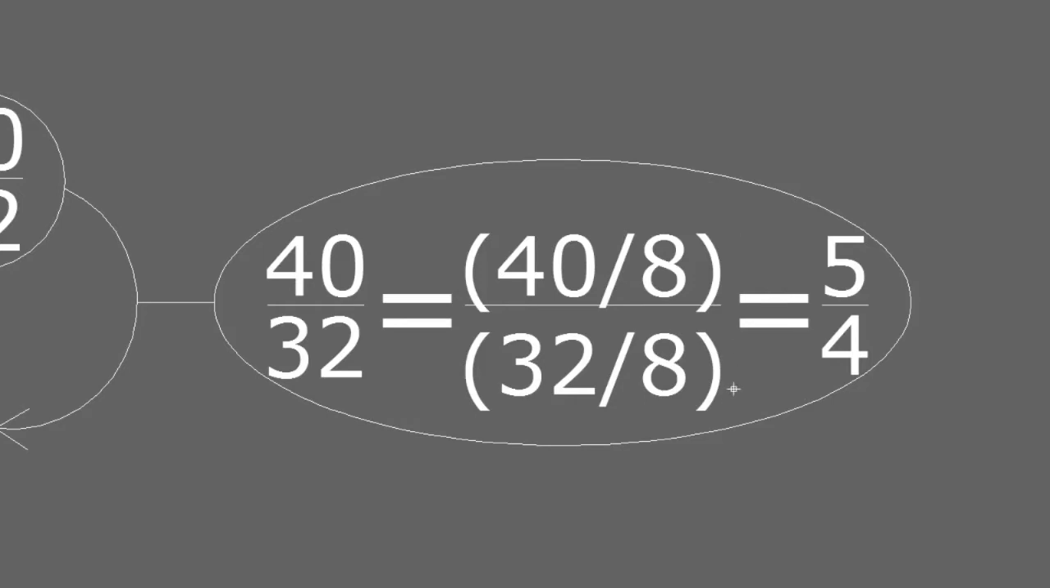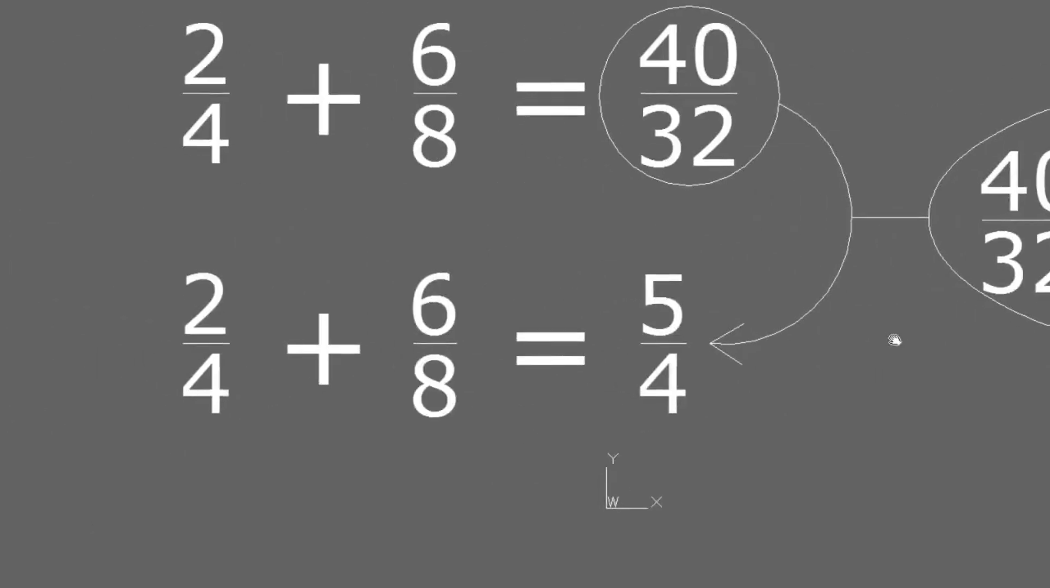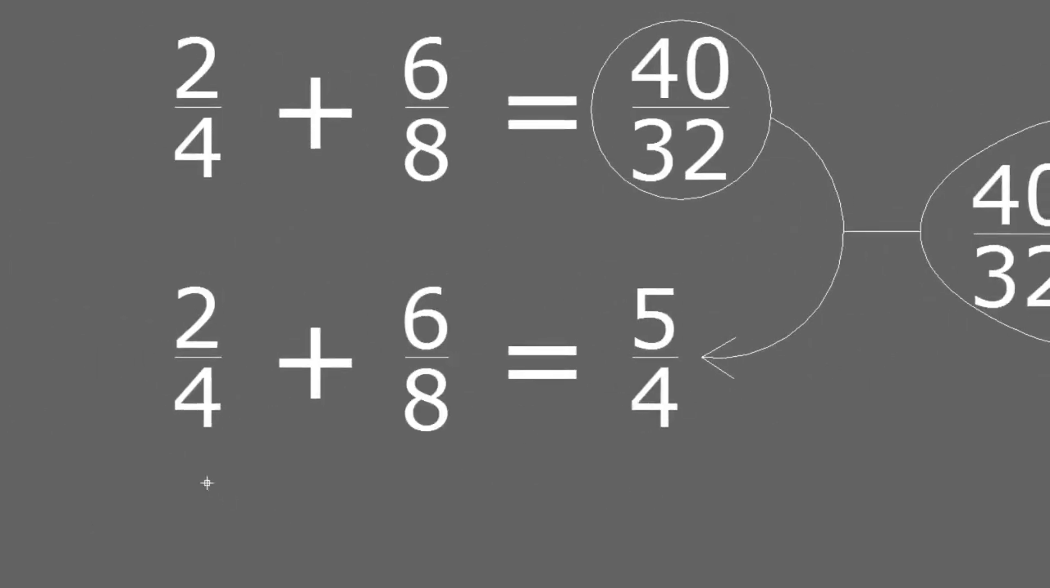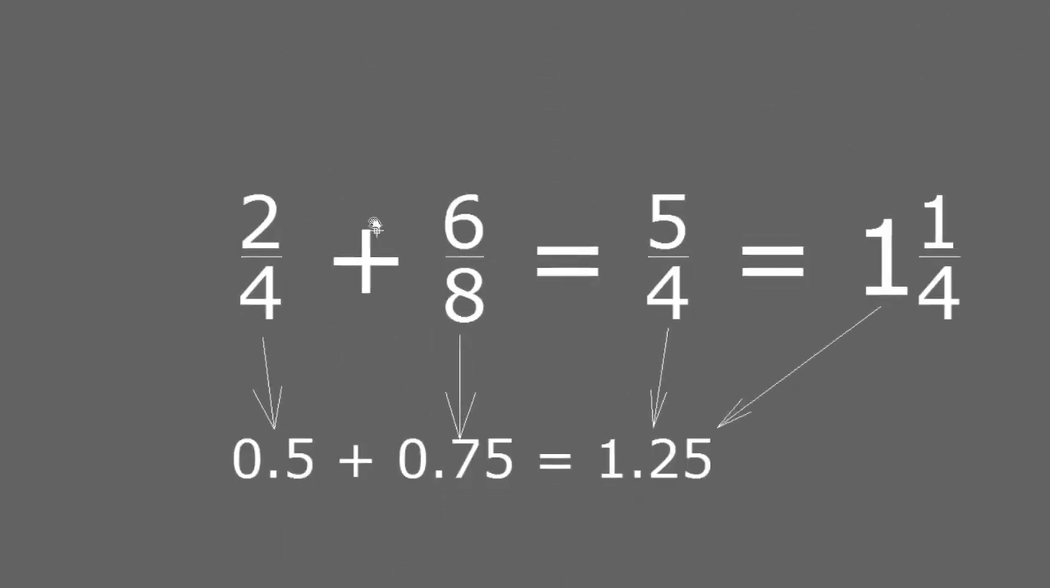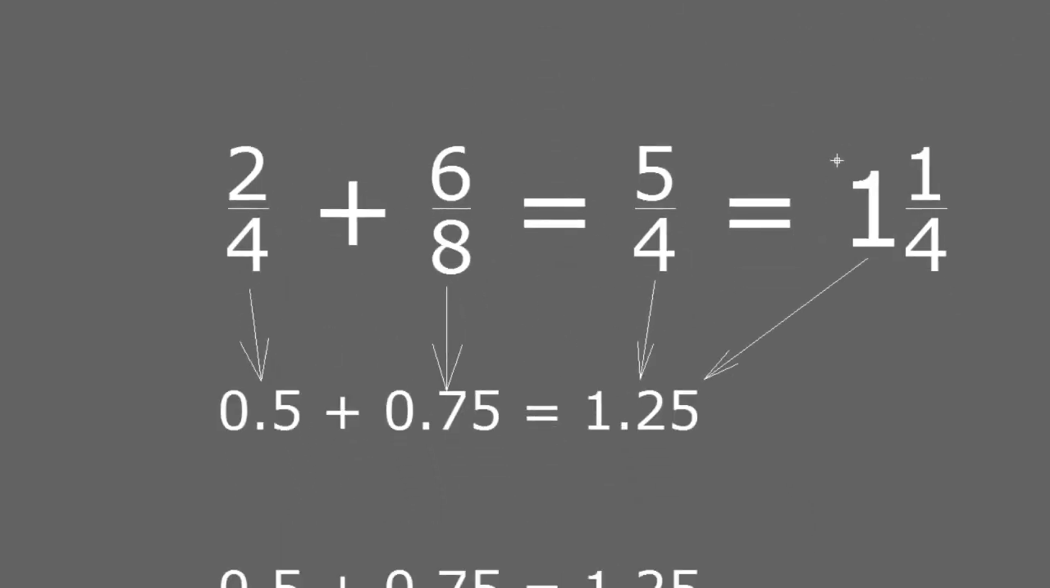Since I divided by the same number both on the numerator and the denominator, that is an equivalent fraction, and it is exactly the same value. 40 over 32 equals 5 over 4. So now what we have is that 2 divided by 4, or 2/4, plus 6 over 8 equals 5 over 4. And that I can also rewrite as 1 1/4.